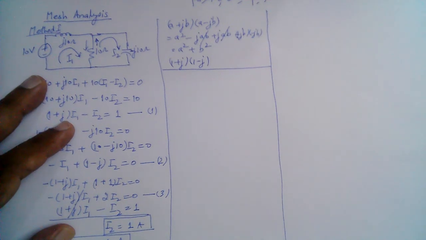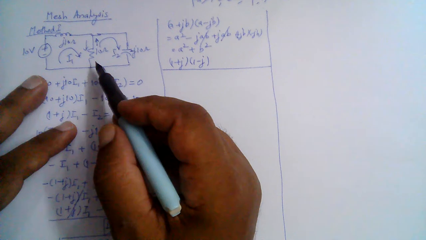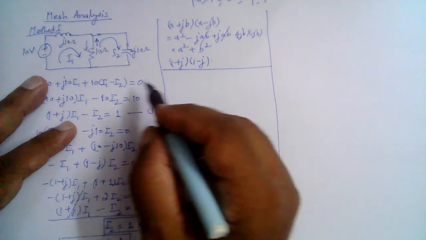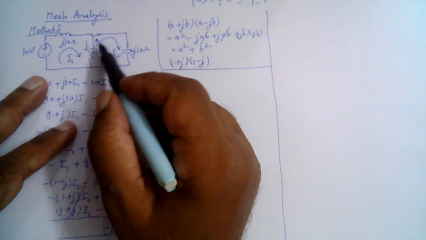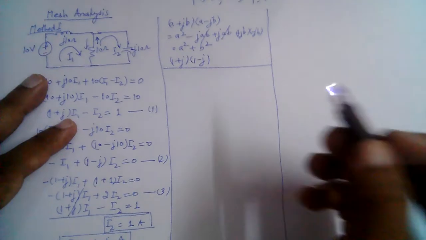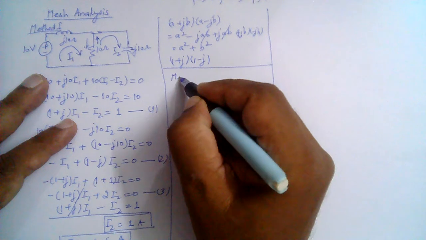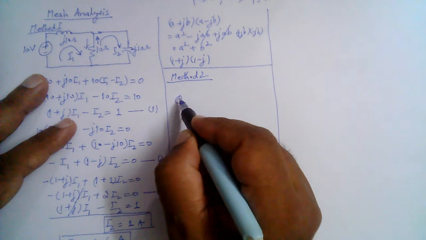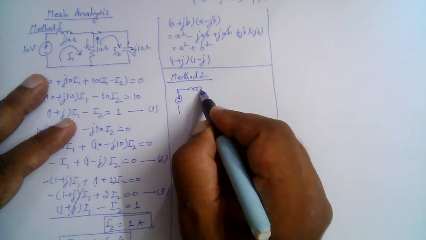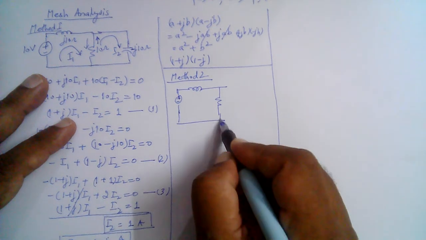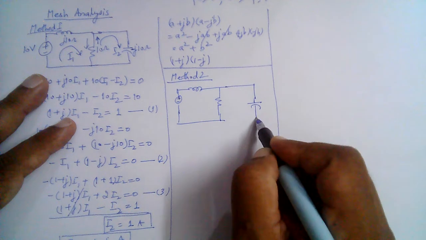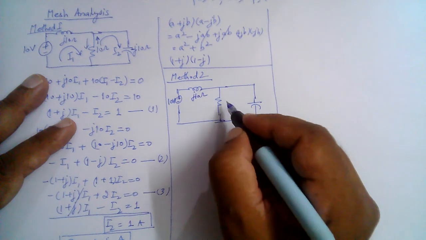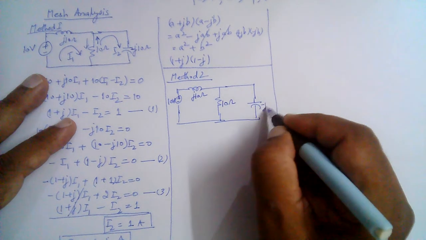For example, we can take the loops in the opposite direction, or one loop in one direction and the other loop in the other direction. So for example, we can take both the loops in the counterclockwise direction and then solve this circuit. So I leave it to you, but method 2, we can assume this is 10 volts here, this is j10 ohm, this is 10 ohm, this is minus j10 ohm.